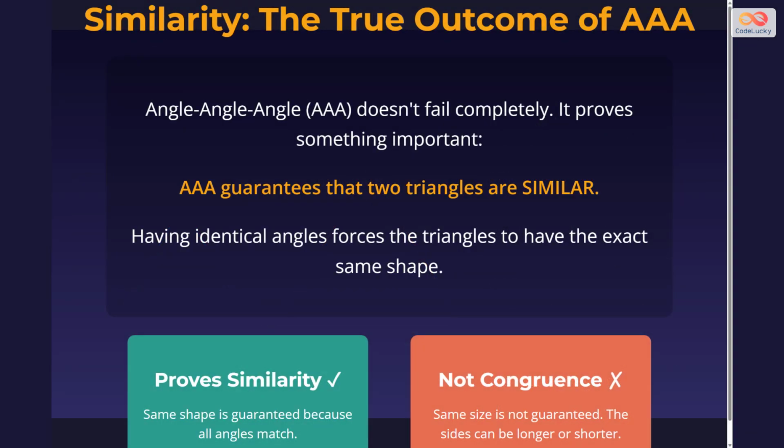So, what does angle-angle-angle actually prove? It proves similarity. When all three angles of two triangles match, it forces them to have the exact same shape. One might be a larger or smaller version of the other, but they are guaranteed to be similar. It successfully proves similarity, but it fails to prove congruence because the size can be different.